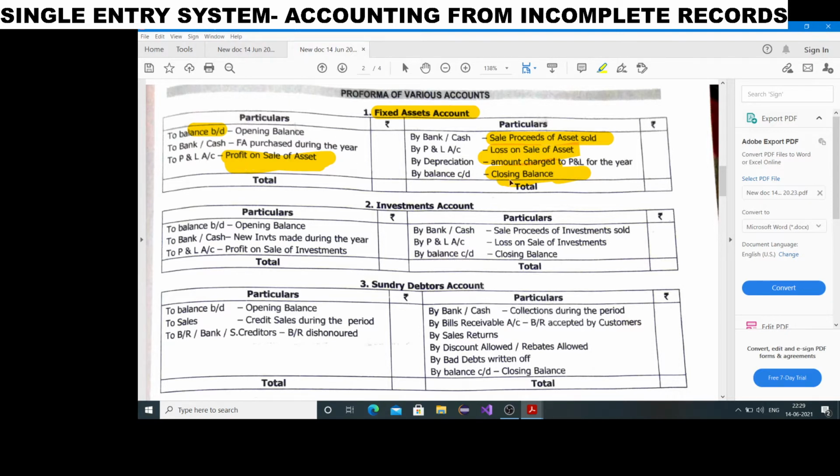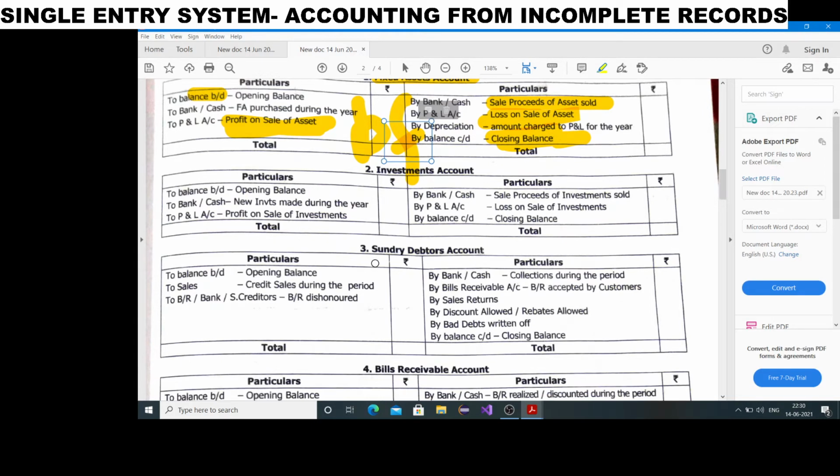And after every other thing, the balance which remains is the balancing figure. The balance which remains is the amount of fixed assets purchased during the year. Amount of fixed assets purchased during the year, right? So this is how we use our fixed assets account.